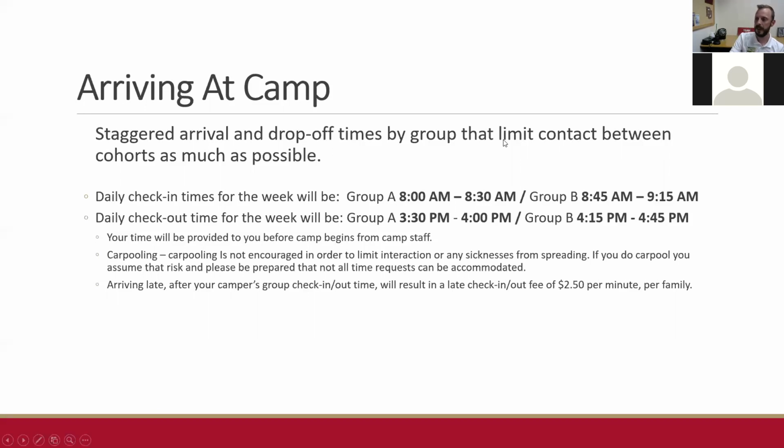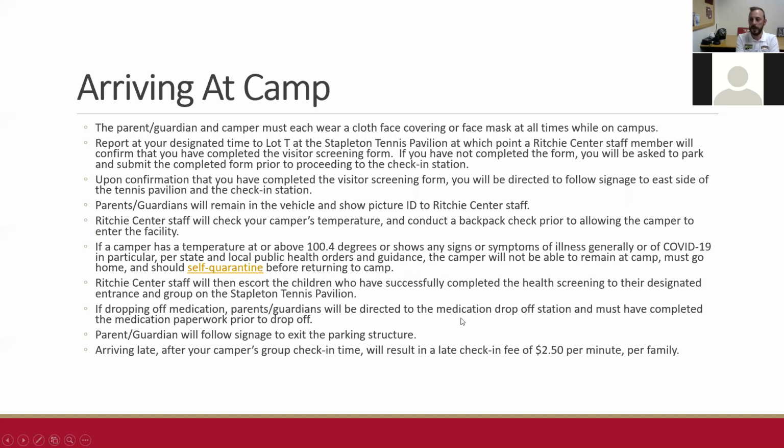All right. Arriving at camp. So when you do get to camp, you've already done your health screening form ahead of time and you're ahead of the game. So when you get here, make sure that you and your camper or campers are all wearing a face mask when you pull in, and then you're going to report to lot T. If you've been here in the past, it's the same lot that you parked in for P.A.S.S camp previously. If you haven't, you'll just turn off of High or University on Asbury, and then the tennis pavilion is located about midway through, and lot T is underneath.